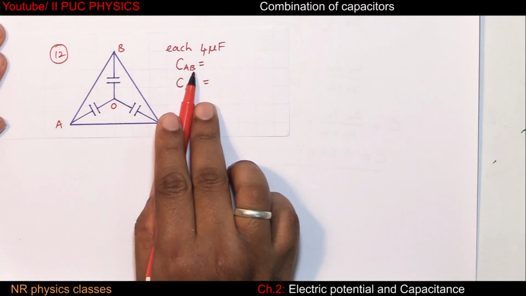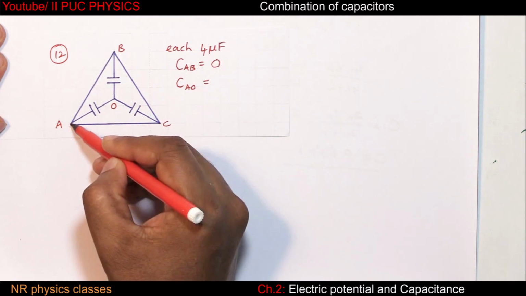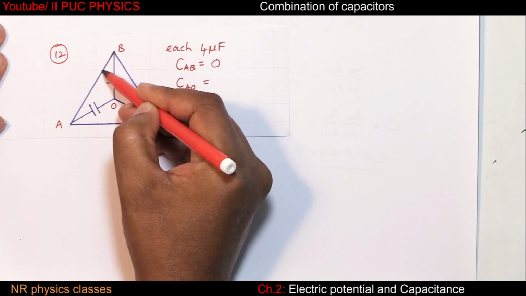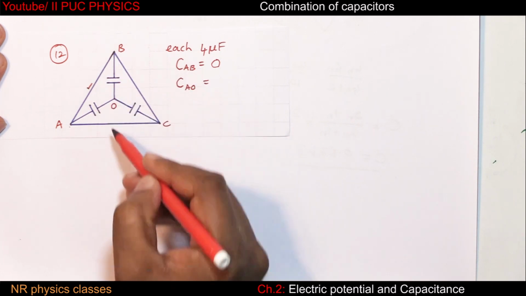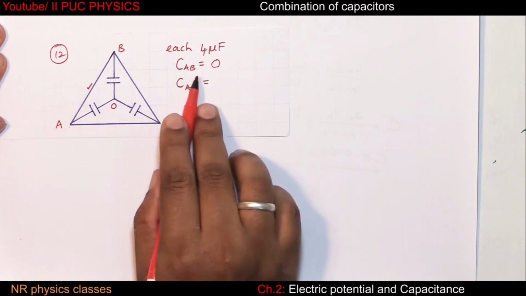12th, between A and B. Between A and B, the answer is 0. Why? Between A and B there are capacitors. Also A and B are shorted by this wire. Shorted means there is no question of charging the capacitor, therefore 0.